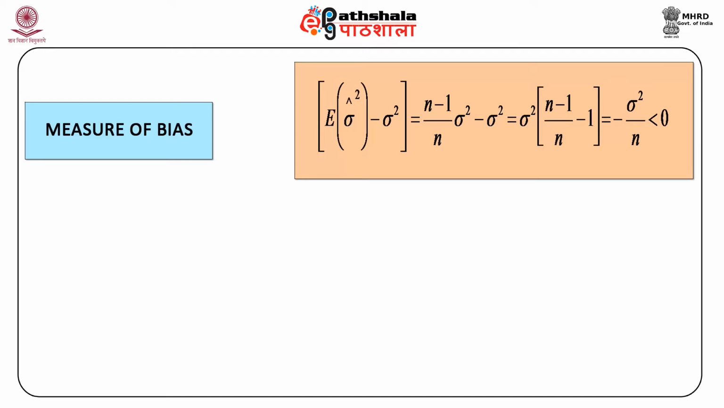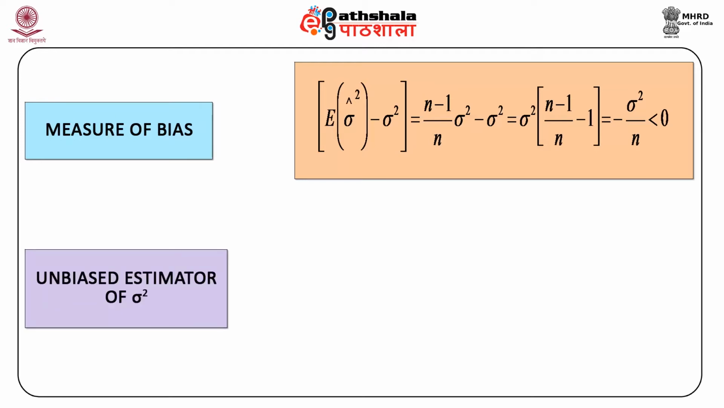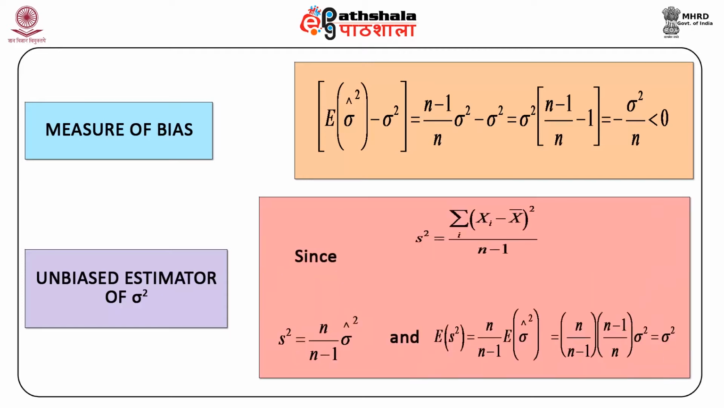However, as n tends to infinity, minus sigma square by n tends to 0, and sigma hat square is an asymptotically unbiased estimator of sigma square. So we can say the unbiased estimator of sigma square is S square, which is defined to be equal to the sum of (xi minus x bar) square upon (n minus 1).